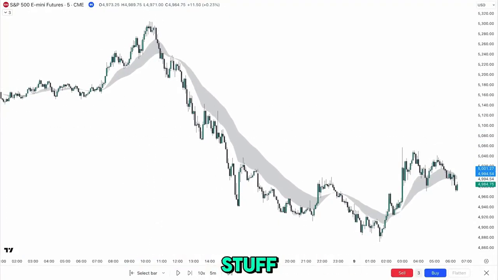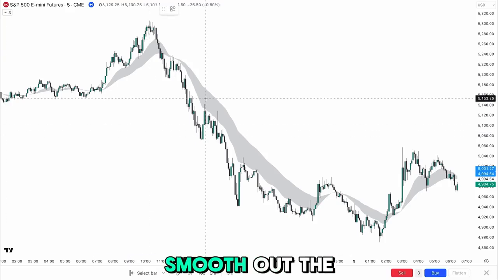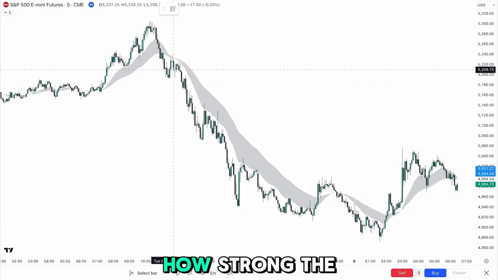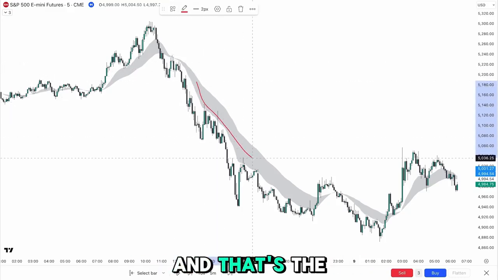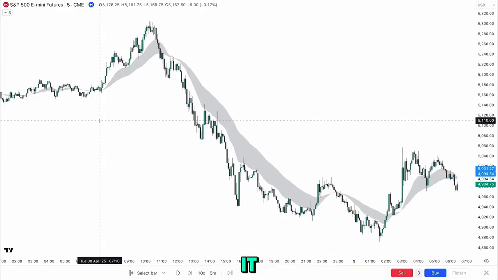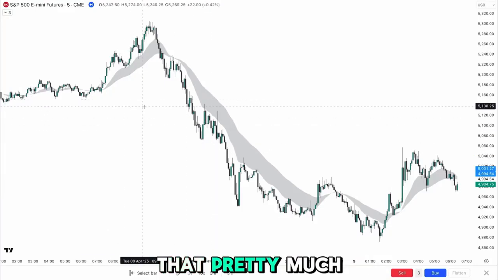But don't worry about the technical stuff. Here's what matters. These EMAs will smooth out the noise from price action so that you can get a much clearer view of the trend very quickly, as well as how strong the momentum behind that trend is. And that's the key. Most traders lose because they're constantly trading against trend and momentum without even realizing it. But once you use the cloud properly, that pretty much goes away.